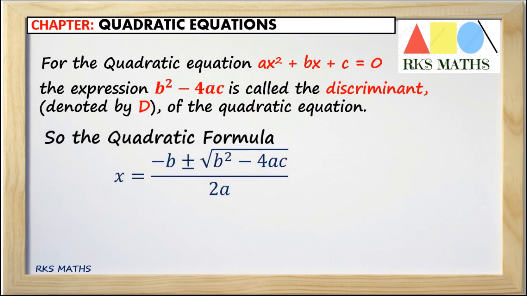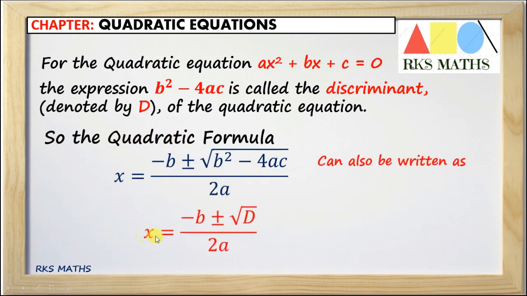So students, the quadratic formula x is equal to minus b plus minus under root b square minus 4ac upon 2a can be written as x is equal to minus b plus minus under root D upon 2a. Why? Because in the formula, b square minus 4ac is also called the discriminant. So in place of b square minus 4ac, we have written D, that is discriminant. We can use either this formula or this formula.